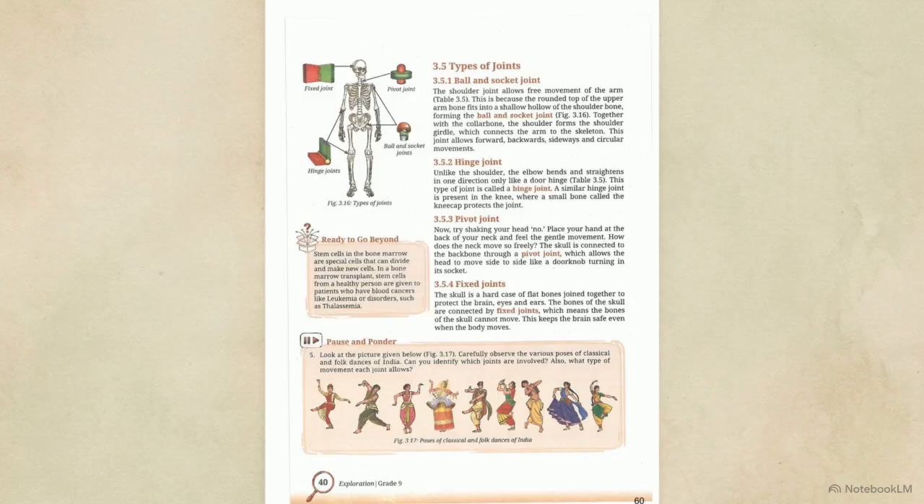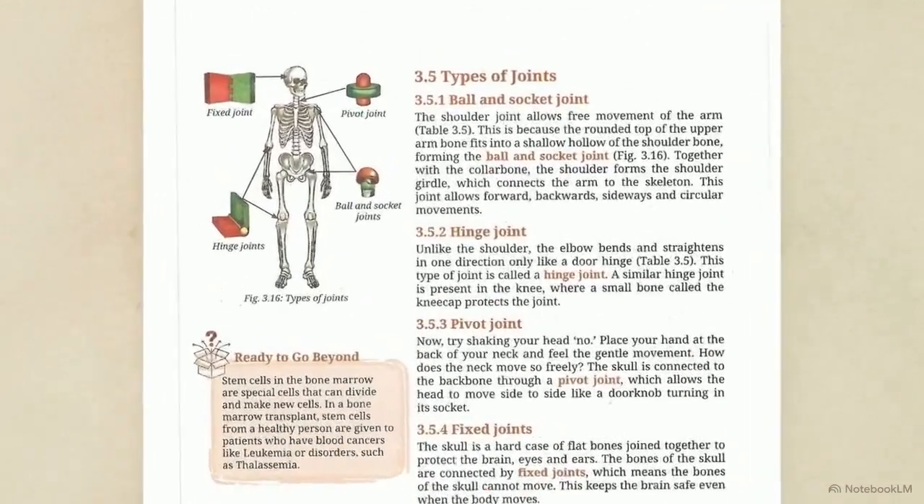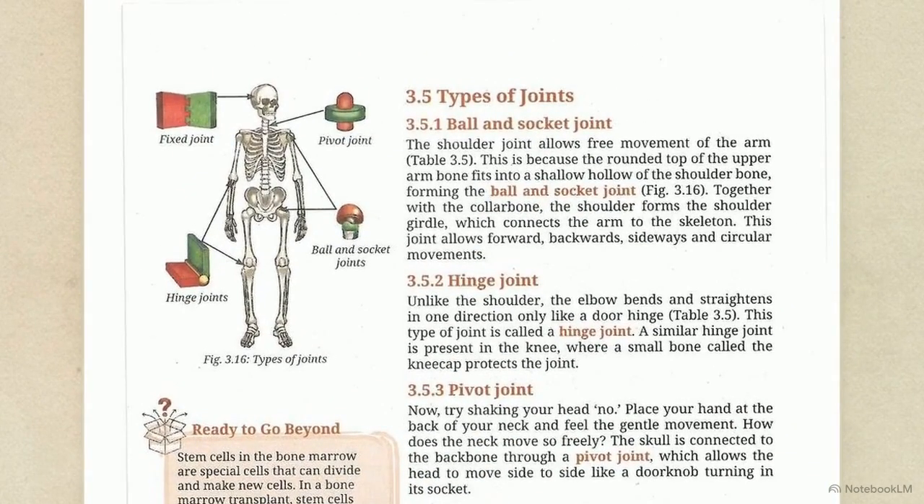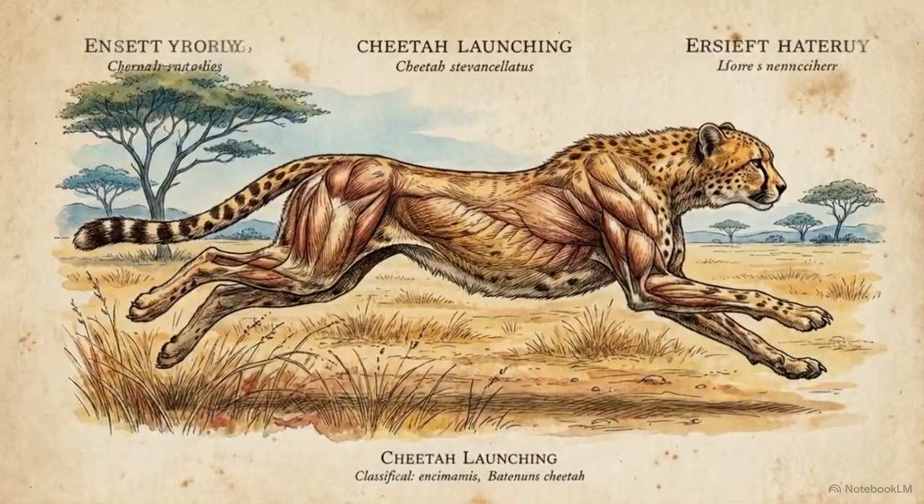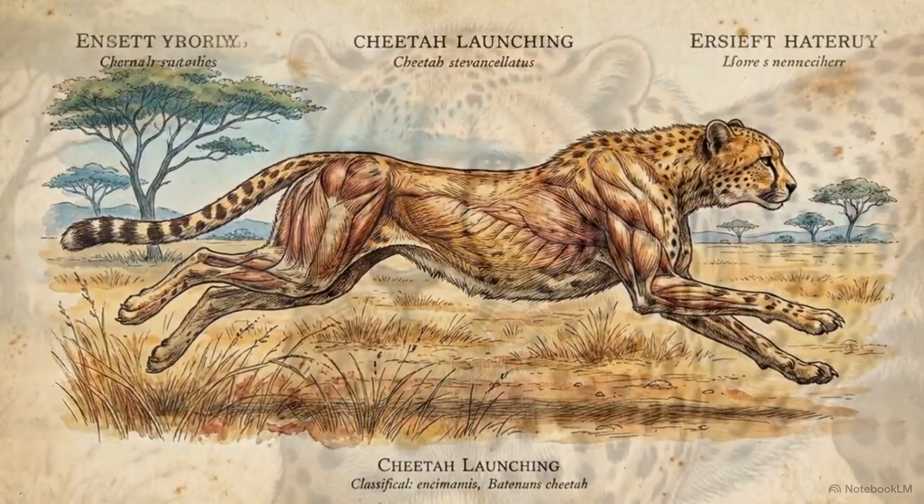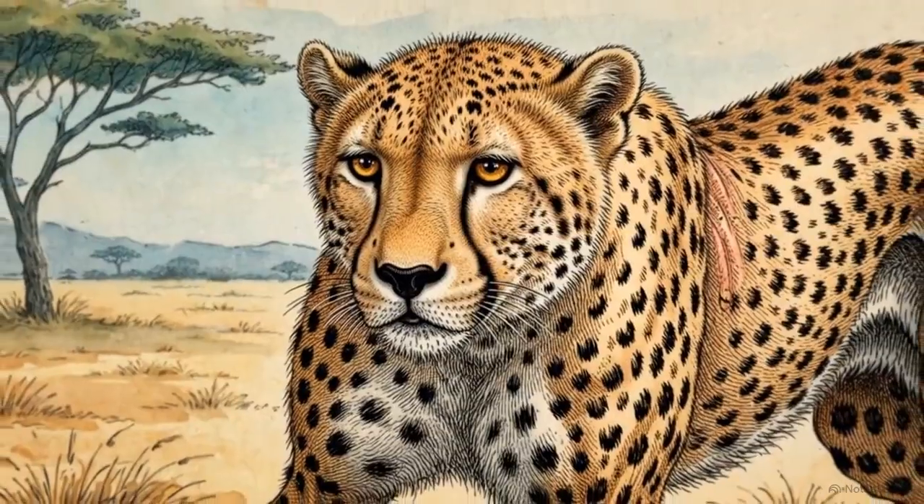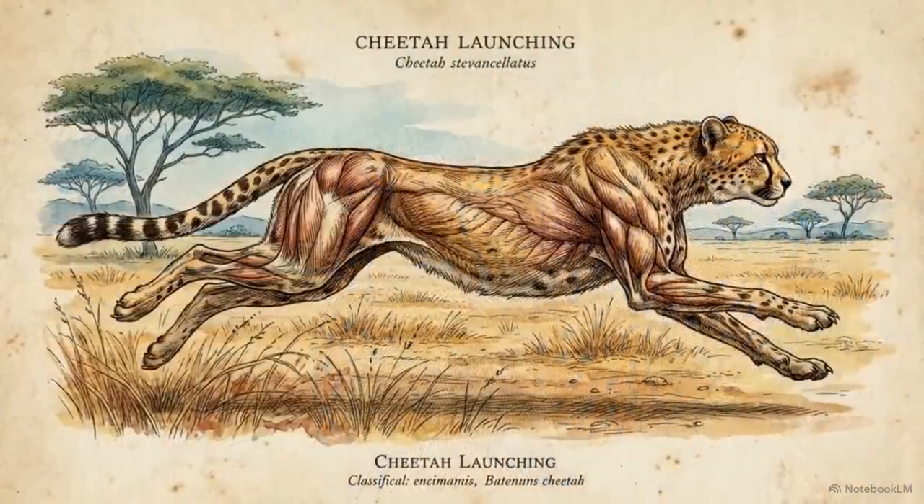Movement is then directed by 4 joint types. These classical Indian dance poses demonstrate how every physical gesture relies on the specific mechanical limits of ball and socket, hinge, pivot, and fixed joints. By prioritizing dynamic action over rigid permanence, animal tissues allow for complex physical behaviors and rapid responses to the environment.